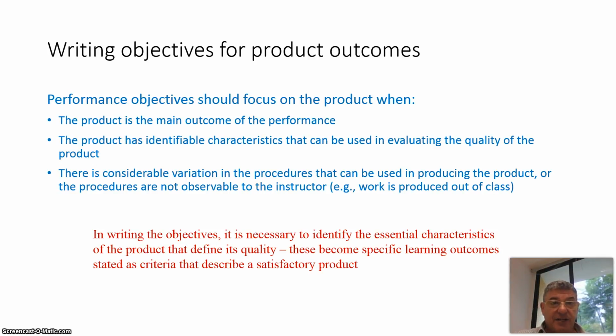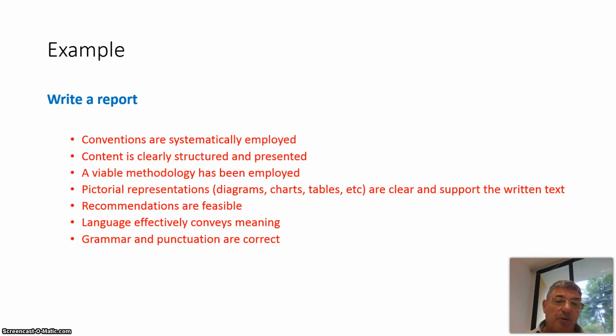So again, here's an example. Write a report, and if we analyse what is a good report, it boils down to some very specific aspects. That conventions are systematically employed, content, clear structure, presentation, methodology is appropriate and viable, and there is good illustration in terms of diagrams, charts, tables, etc., as appropriate to what is being presented in the report, that the recommendations are feasible and based on the data shown, and we'll have aspects to do with effective language and grammar and punctuation.